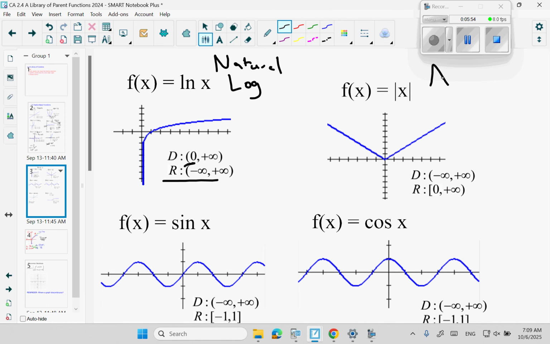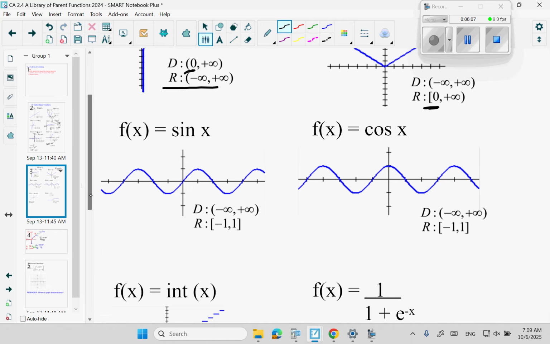Here, of course, we get the absolute value function, where I don't get below 0, so my range is 0 to infinity. We, of course, get the sine and cosine functions. You'll notice that the ranges are bounded vertically, both up and bottom.